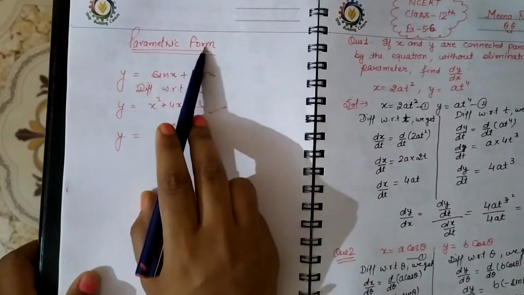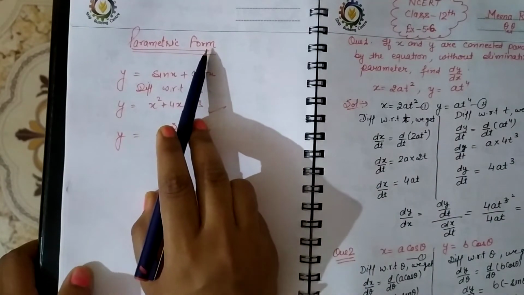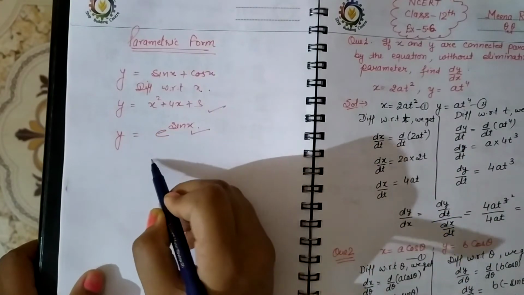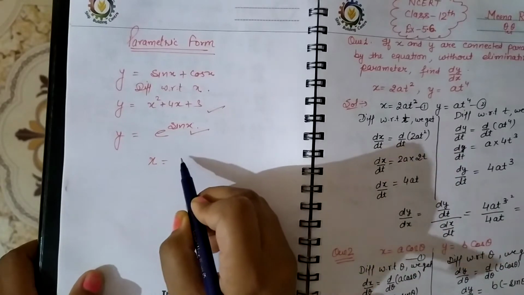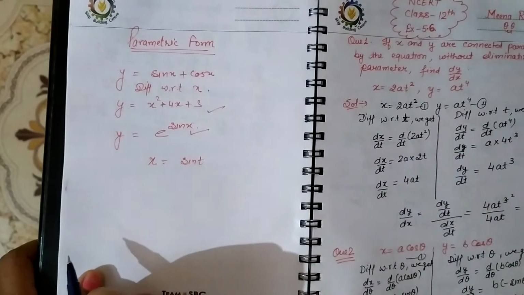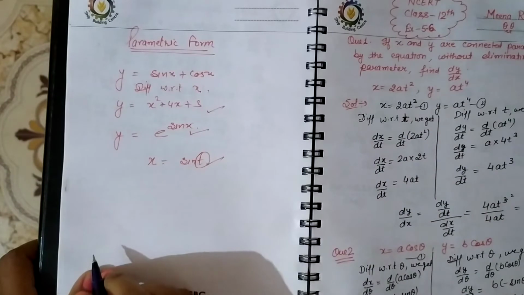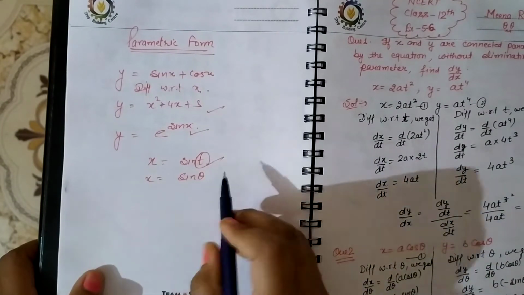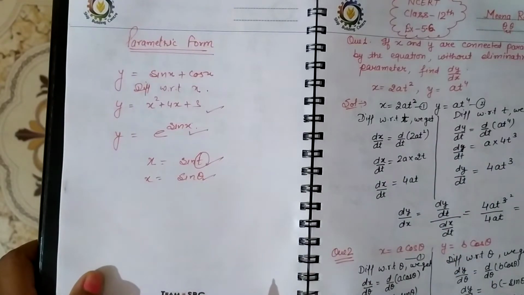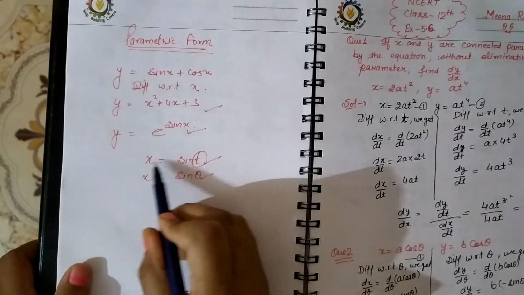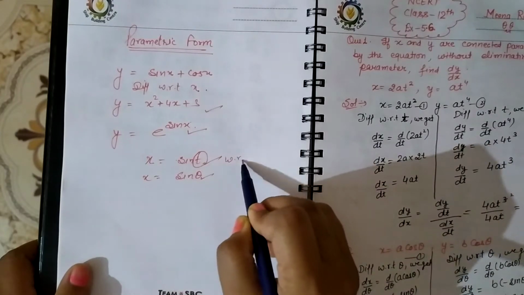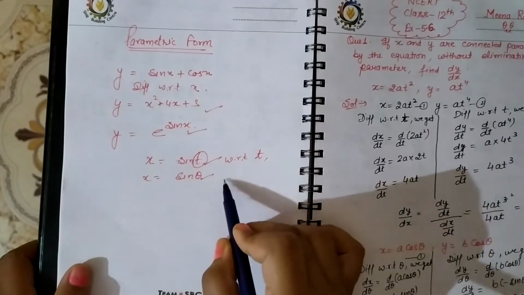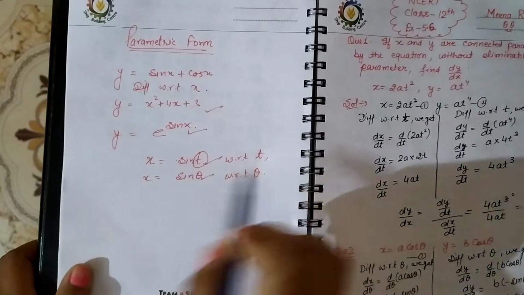Now for the parametric form, we have different parameters in this exercise. Mostly the questions are given as x is equal to sin t, and t is the parameter. It may be x is equal to sin theta, and theta is also a parameter. So we have to differentiate here. X is equal to sin t, so we have to differentiate with respect to t. Here there is theta, so we have to differentiate with respect to theta.